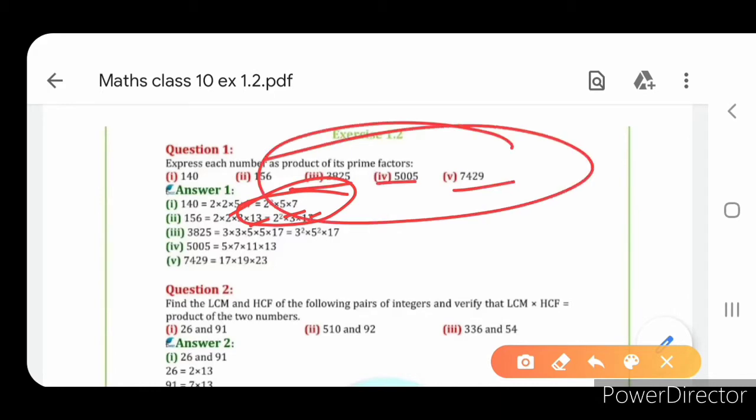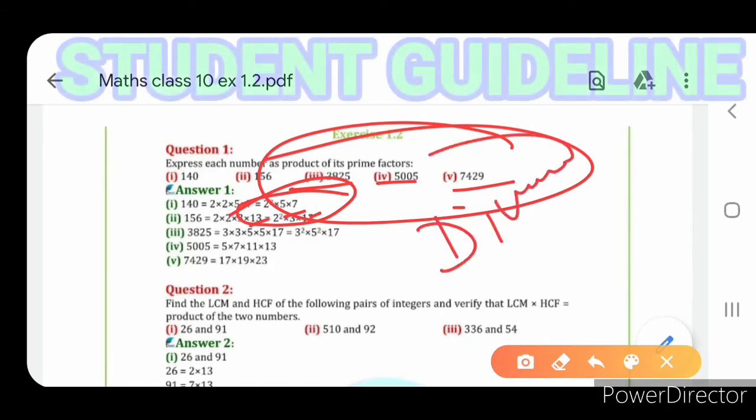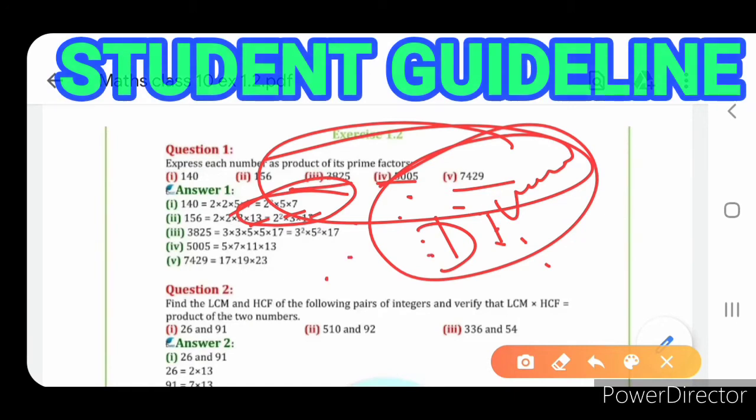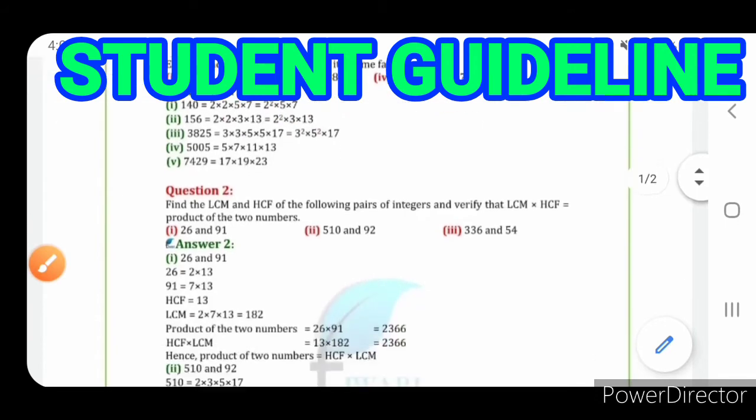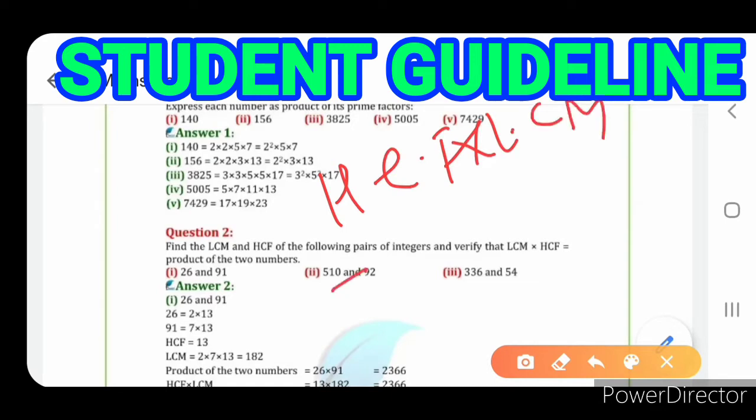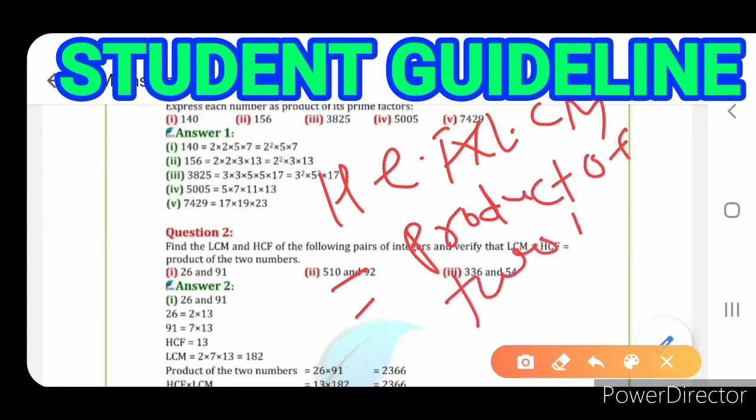Firstly we have to know divisibility rules. In lower classes you learned divisibility rules of 2, 3, 4, 5, 6, 7, 8, 9, 10, 11, 12, 13. You have to use these rules to cancel them, to reduce to minimum terms. Now one relation: HCF of any numbers into LCM of those numbers is equal to the product of the two numbers. This is the formula, product of two numbers.